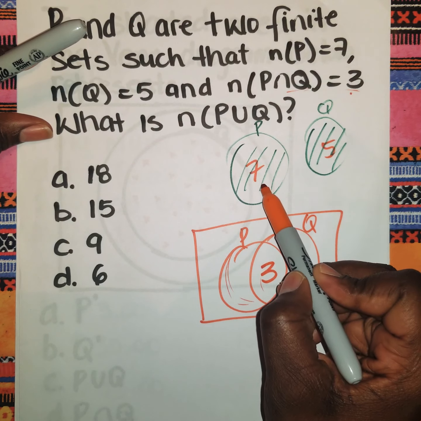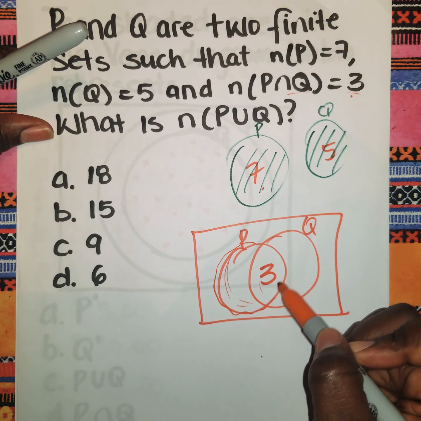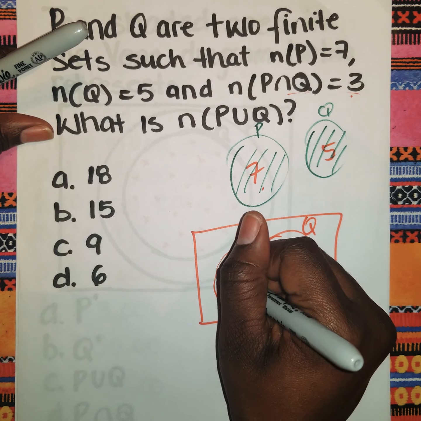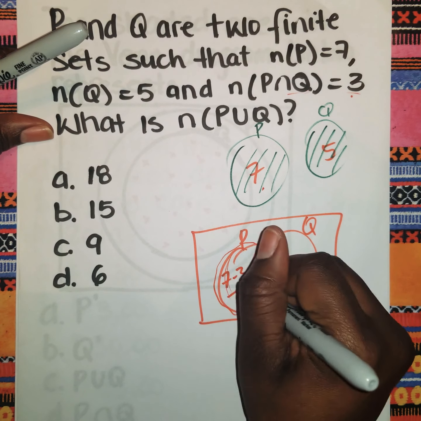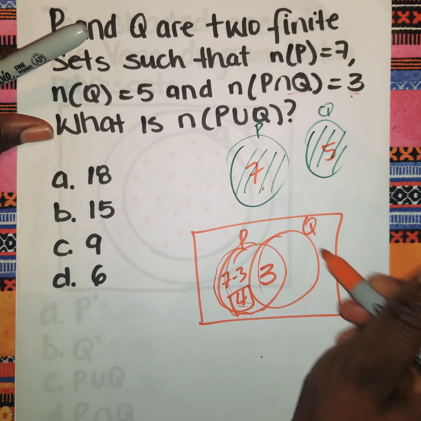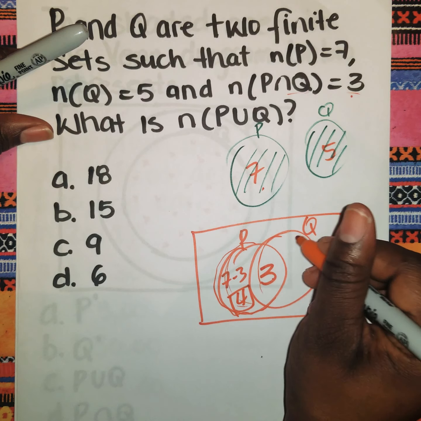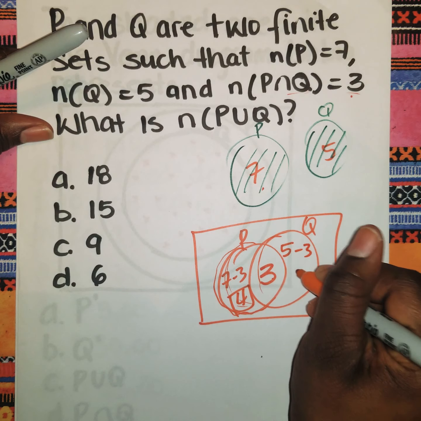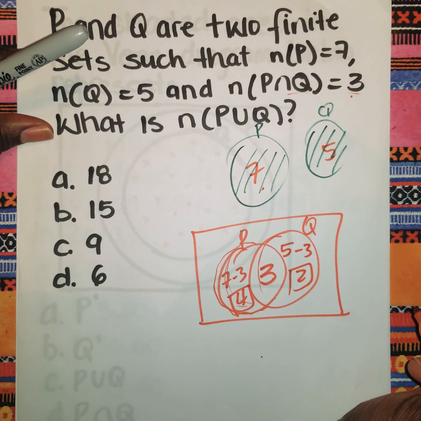Since everything in P is 7, that means everything here is 7. If you have 3 already, you basically say 7 subtract 3 to give you 4. So P only would be 4. Q, the number of elements is 5, so everything here is 5. If here is 3, to know what Q only is, you basically subtract those 2.